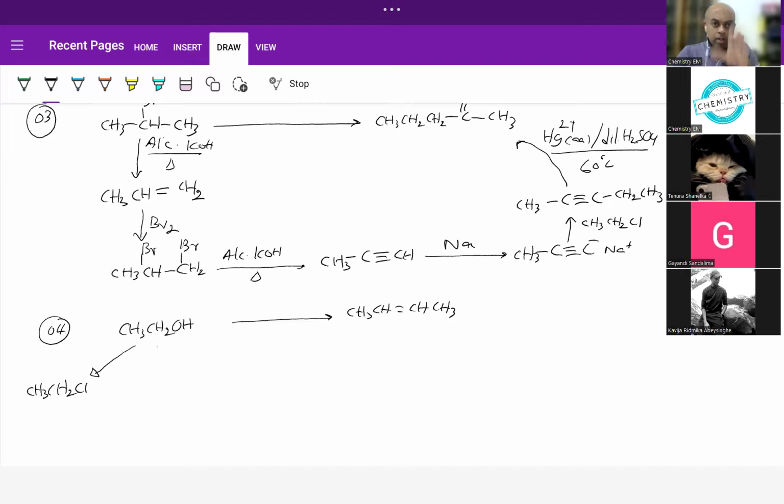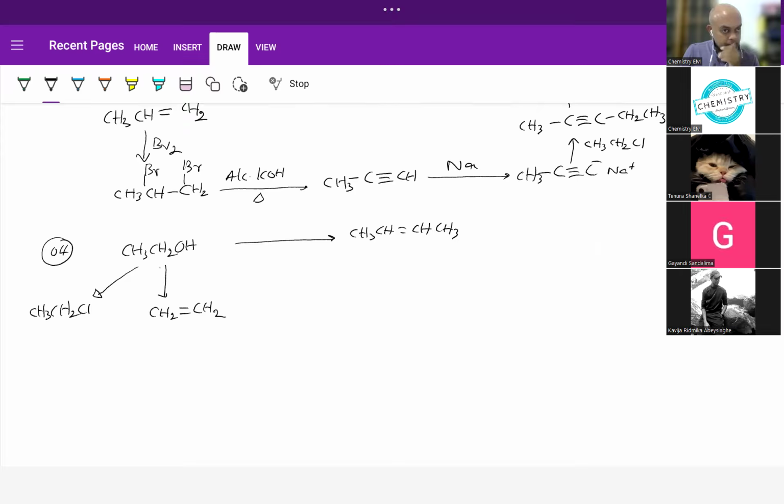Then I'm converting this one into an alkene. Okay. CH2 double bond CH2. Then after that I am adding Br2 to this one. My aim is to create, because I need to increase the number of carbon atoms here by 2. I need to increase the number of carbon atoms by 2.